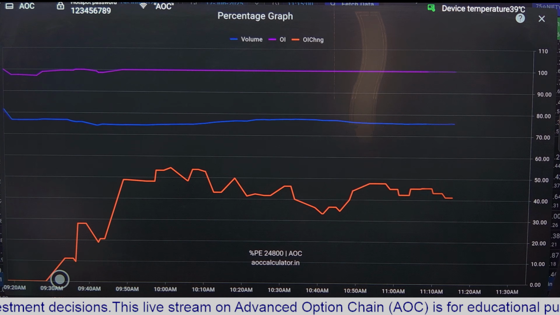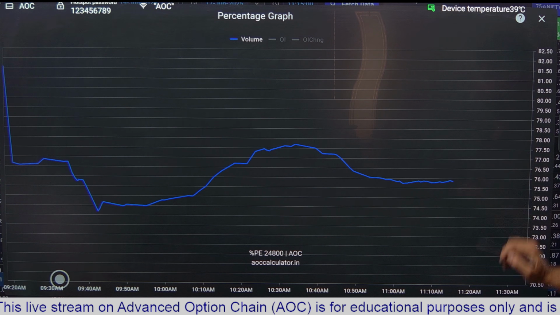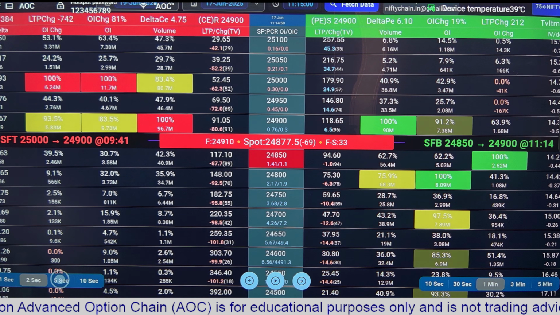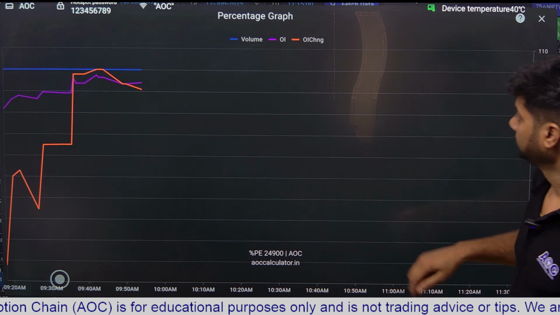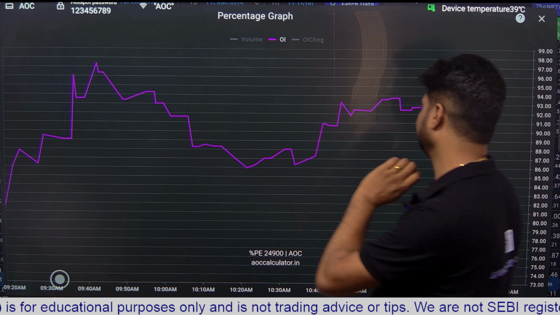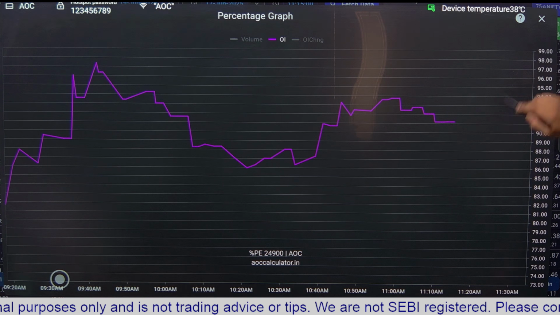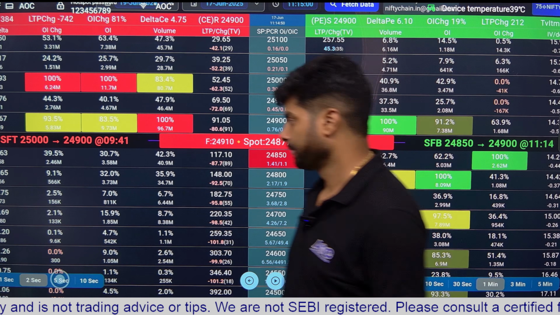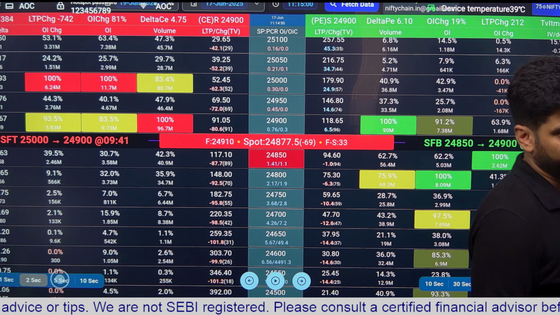At 24,800, volume is not really increasing, it's kind of flat, and the percentage is 76. So volume is not going up. This means our support at 24,900 is strong. At the same time, if you like, you can check the OI graph, which is also not increasing or decreasing. In fact, it's slightly increasing. Now it's stable at 91%. This also proves that 24,900 will be a strong support, because the support is not shifting to any other place. So our support is strong.